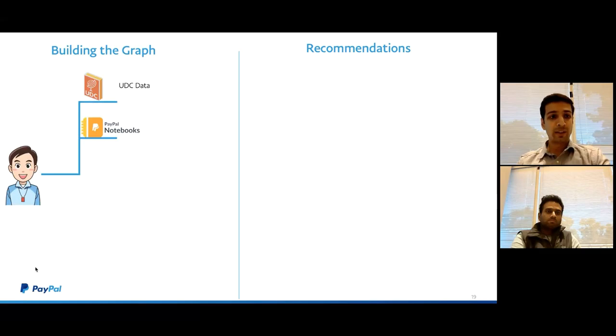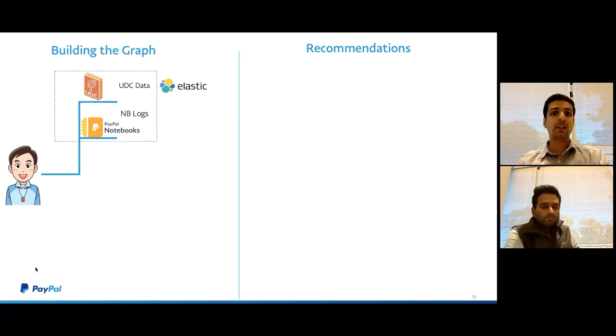We also have another PayPal analytics product called PayPal Notebooks, which is just an internal version of Jupyter Notebooks that is heavily used by analysts and data scientists within PayPal to query these data sets and also basically mingle with the data. Those logs are also captured in Elasticsearch. So both these logs are extracted from Elasticsearch and loaded into Neo4j.